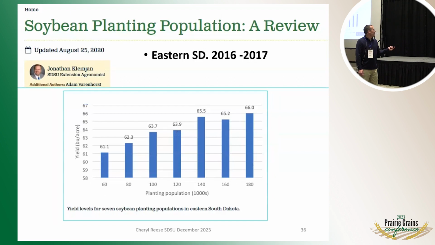So, it's also not too terribly surprising, our yields increase with our populations. Once we get to about 140, things level off, so that's about what we usually expect.